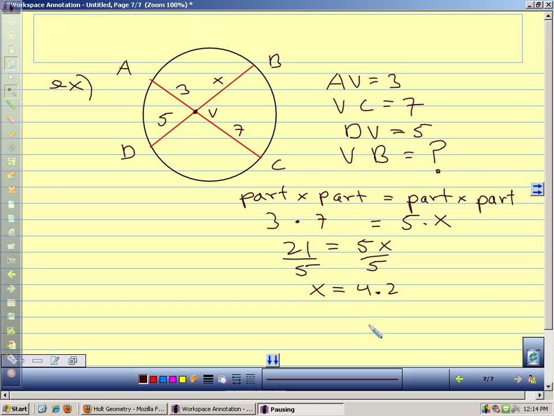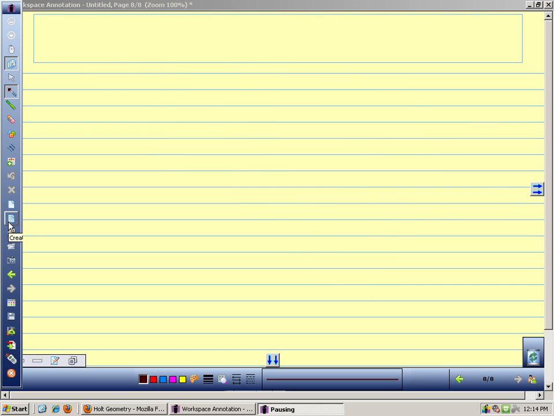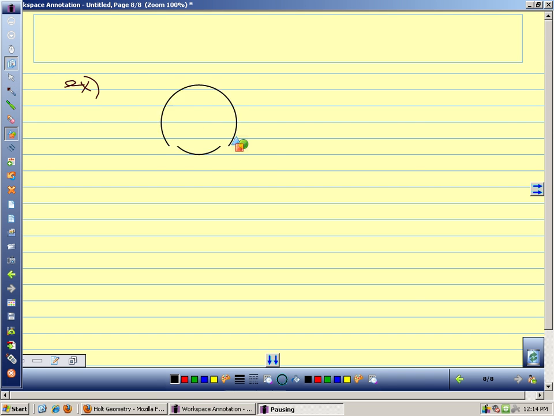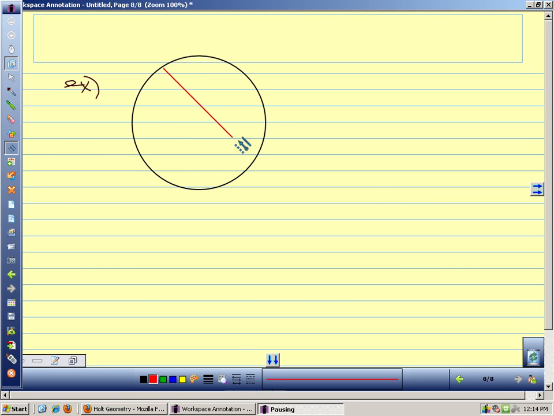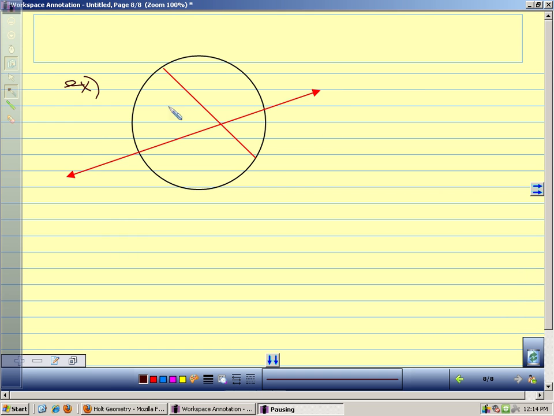All right, questions on that example? Let's do one more with this that's just a little trickier. All right, so another quick example, and then we'll be done. So for this example, we have a chord, and here's our example on this one, and we'll call this point D, this point V, this point A, B, and C.